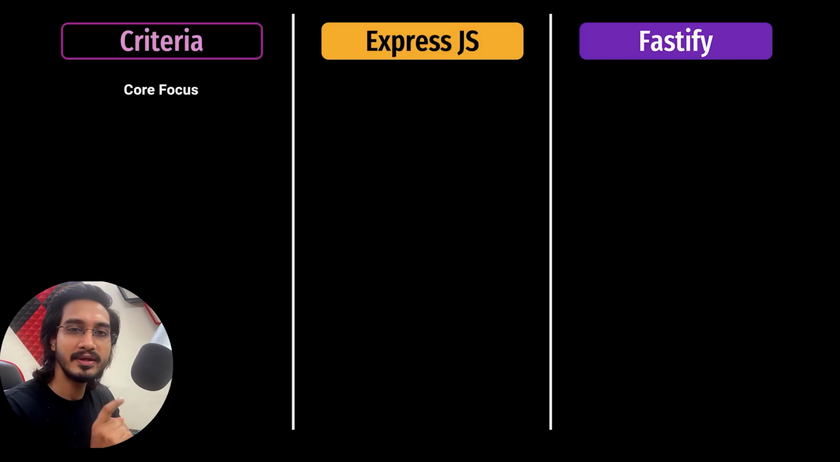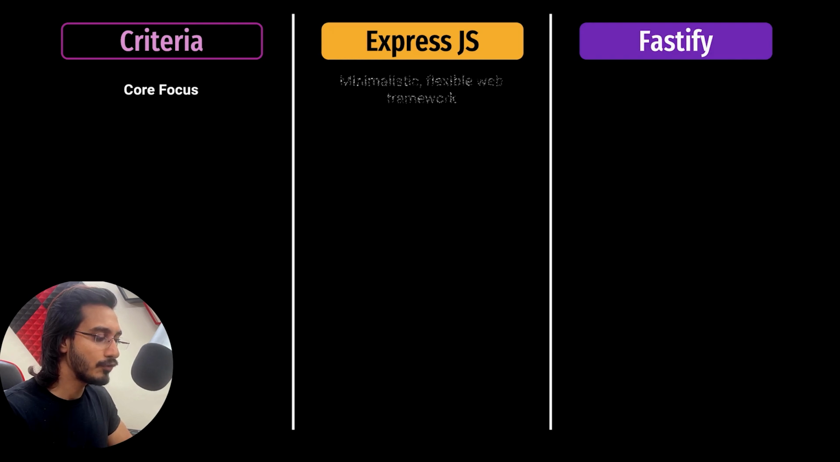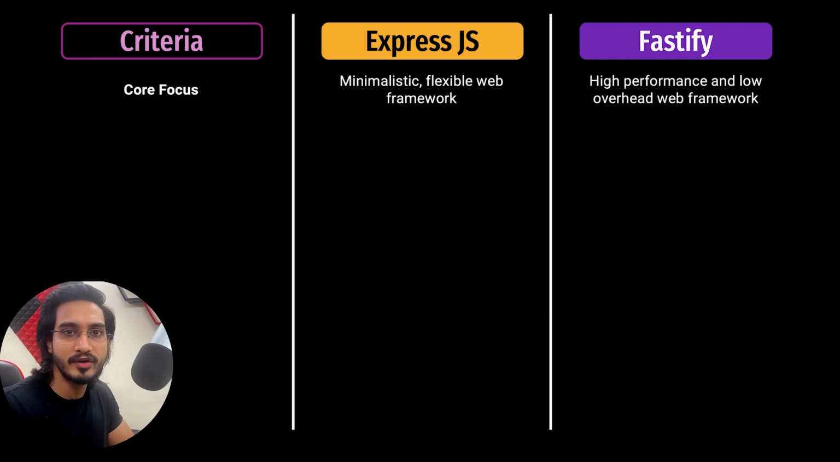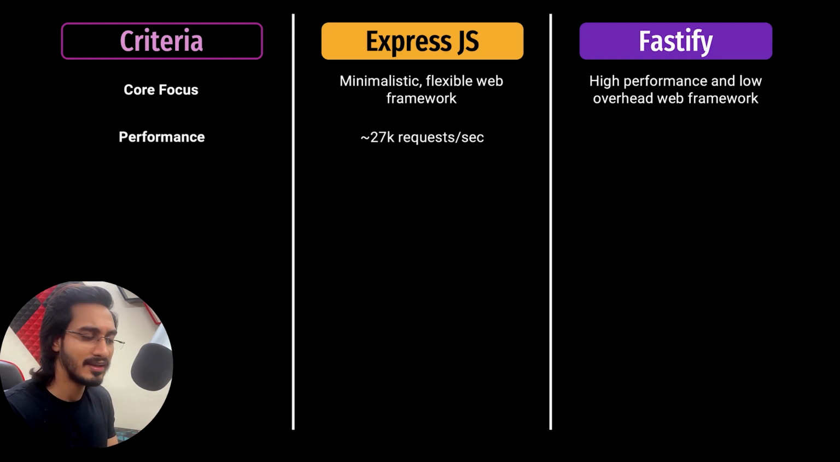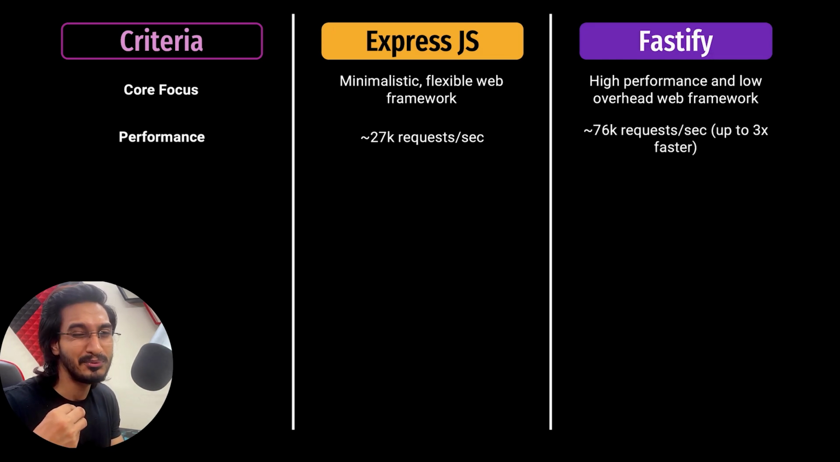Now, the first difference is the core focus. Express.js is a minimalistic, flexible web framework, which we have already learned about. On the other hand, Fastify gives us a high-performance, low-overhead framework. The second difference is performance, which is a must to understand, because Express.js gives approximately 27,000 requests per second, but Fastify handles 76,000 requests per second, which means up to 3 times faster than Express.js.